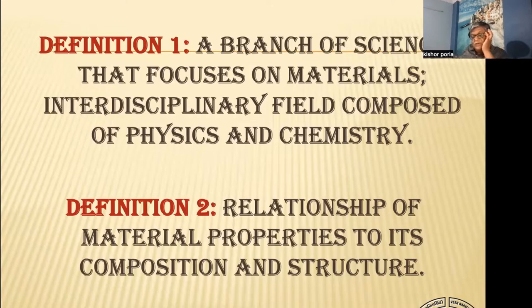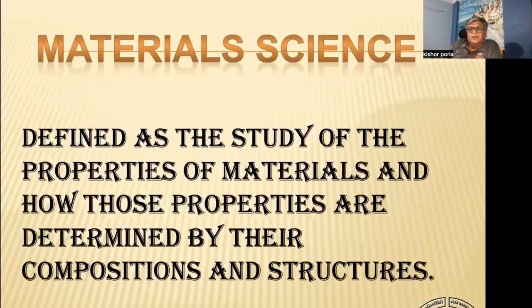Schematically, sometimes we represent materials science by three different blocks. These three blocks are called structure, property, and performance. There is an interrelationship between structure and property, and between property and performance. I will give a little more emphasis at the appropriate time. This was already discussed during this session. So we can define materials science as the study of the properties of materials and how those properties are determined by their compositions and structures.